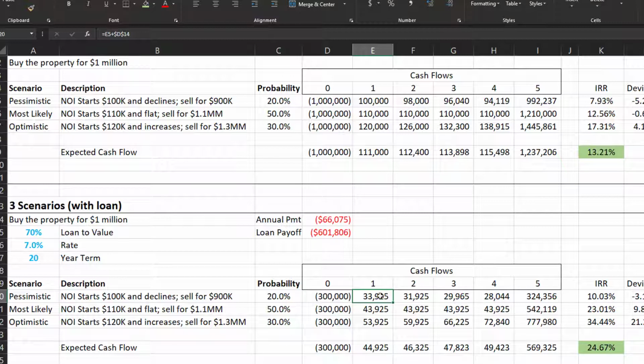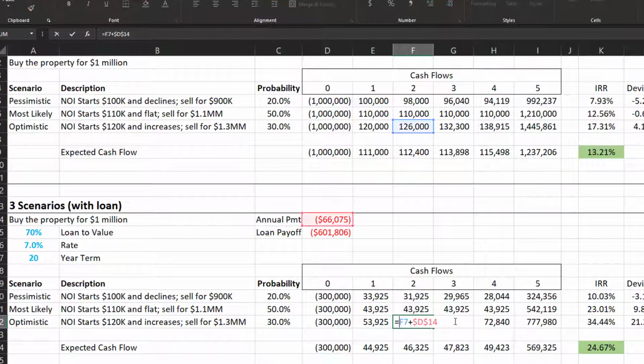And so for all of the years for the pessimistic scenario, my cash flows look like this. Year 5 is a special one because we not only get that $992,000, which includes our operations and our selling, but we have to pay out the annual loan payment, the debt service, and we have to pay off the loan. So we're netting this $324,000 after the end of the 5th year. Same thing for the other 2 scenarios, the most likely scenario and the optimistic scenario.